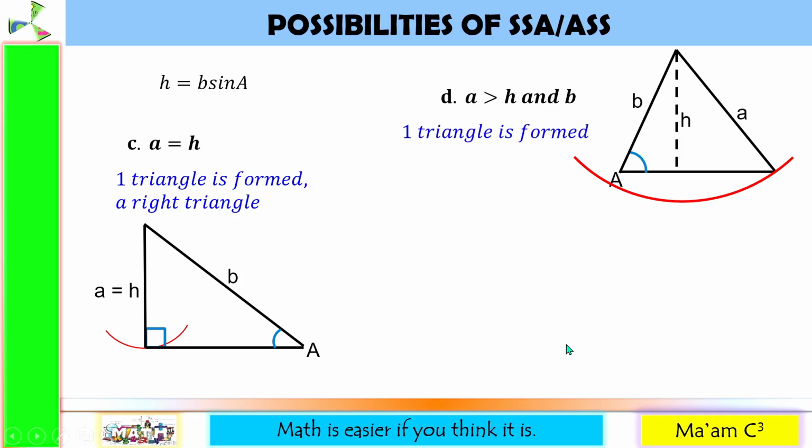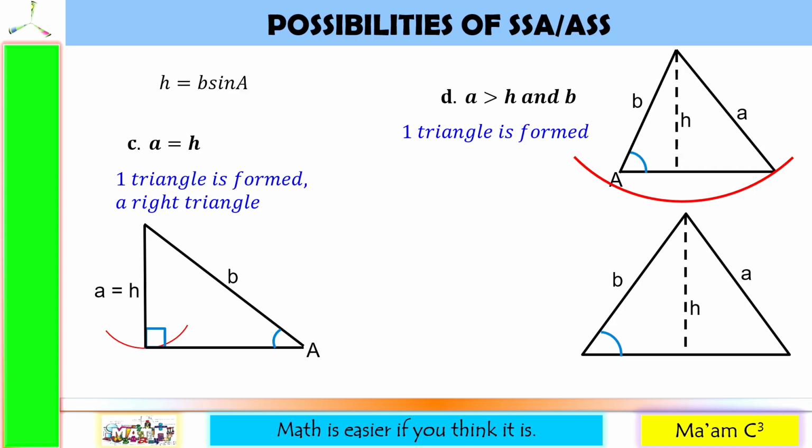Last possible outcome when the angle given is acute is this one. Let us analyze. Our opposite side is equal to the other side given. It is greater than the height, but equal to the other side given. In symbol, A is greater than the height, and our A is equal to the other side given. You can see that there is one triangle formed, and this is actually an isosceles triangle.